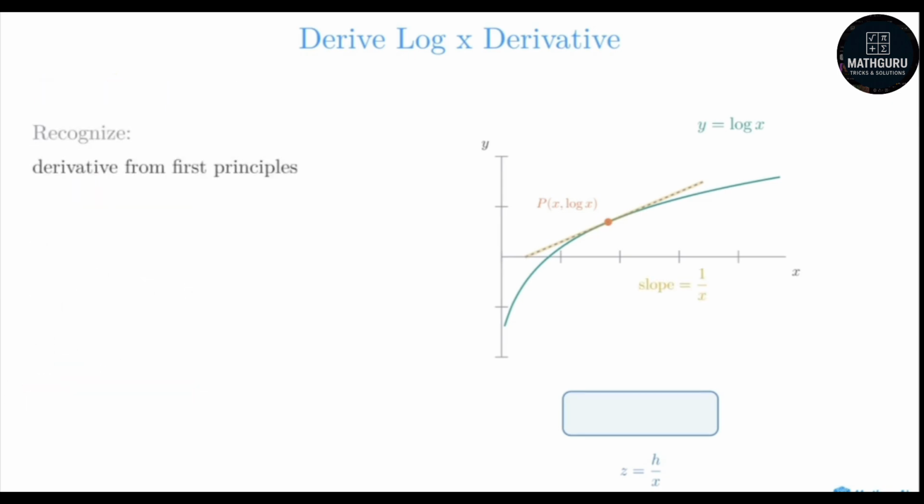Whenever you need a derivative from scratch, set up the limit of the difference quotient and simplify until a known limit appears. For log x, the key moves are the log subtraction rule, the substitution z equals h over x, and the standard limit 1. The derivative of log x is 1 over x. A clean, elegant result, fully proven from first principles.